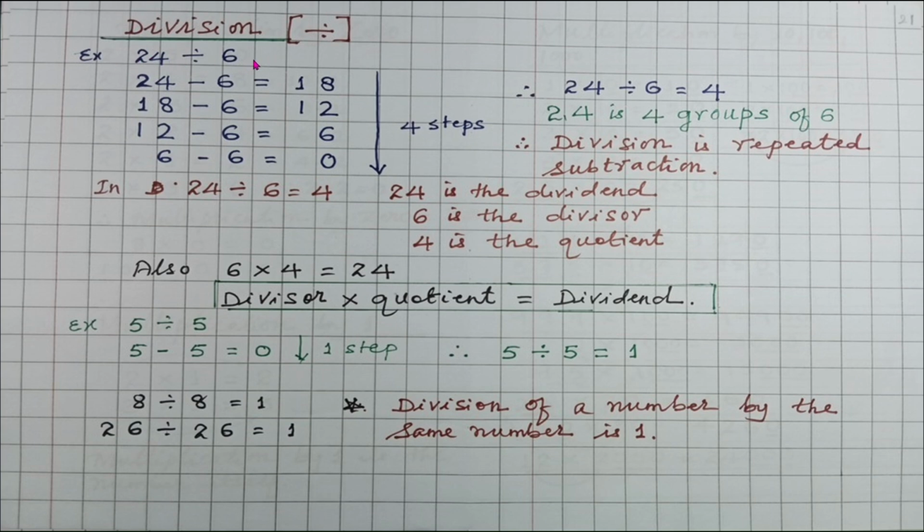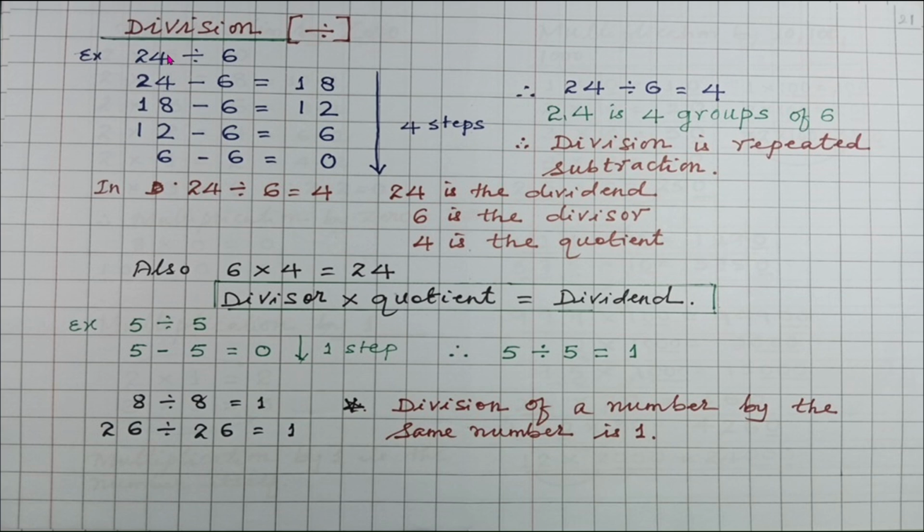Now actually division is repeated subtraction. Therefore 24 divided by 6 is: subtract 6 from 24, we get 18. Subtract 6 from 18, we get 12. Subtract 6 from 12, we get 6. Subtract 6 from 6, we get 0. That means in 4 steps the difference has become 0. That means I have gone 4 steps down, and therefore 24 divided by 6 is 4.